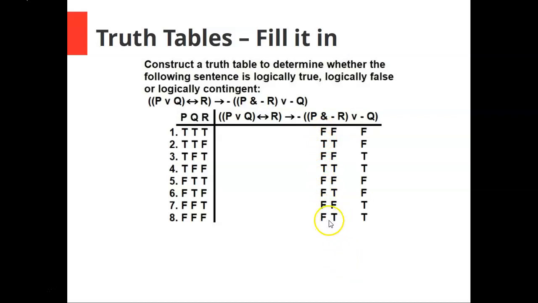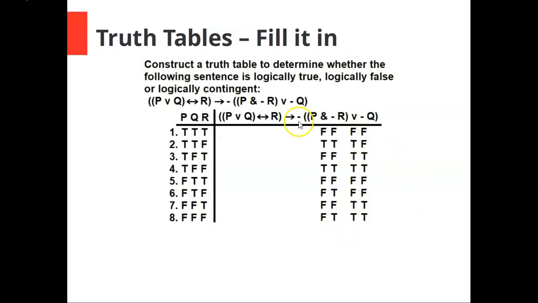Now we can fill in that disjunction. Again, it's a disjunction of the conjunction and the negation. So we look at this column, and we look at this column, and we apply the rule. A disjunction is only false when both disjuncts are false, like in lines 1, 5, and 6. So it's F, T, T, T, F, F, T, T.